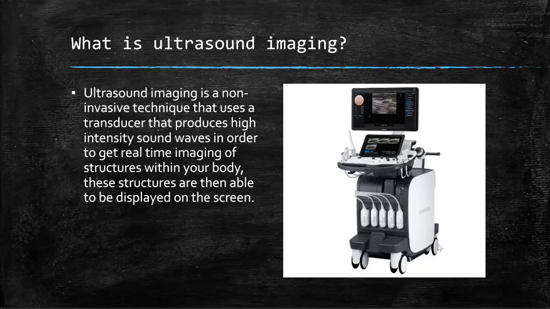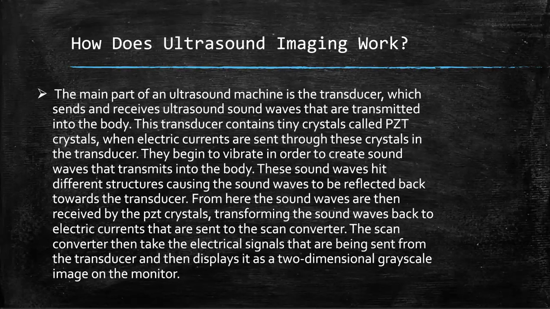What is ultrasound imaging? Ultrasound imaging is a non-invasive technique that uses a transducer that produces a high-intensity sound wave in order to get real-time imaging of the structures within your body. Then these images are displayed on the screen. How does ultrasound imaging work?